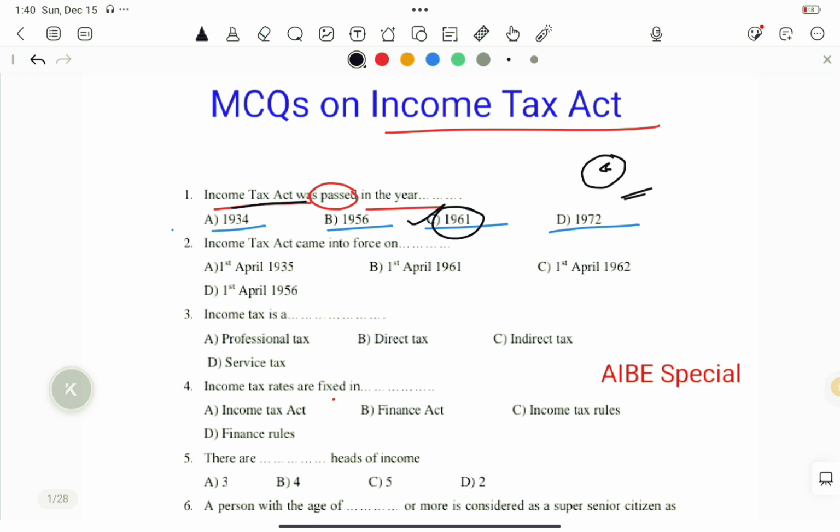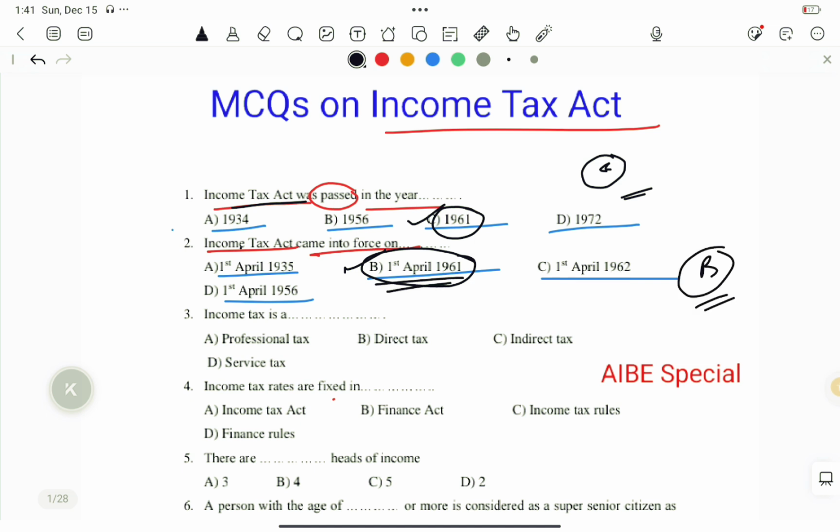Next question. So the next question is, Income Tax Act came into force. Let's see the options. Options are on 1st April 1935, on 1st April 1961, on 1st April 1962, and the last one is on 1st April 1956. So in this case, the correct option would be our option B. That means Income Tax Act came into force on 1st April 1961.